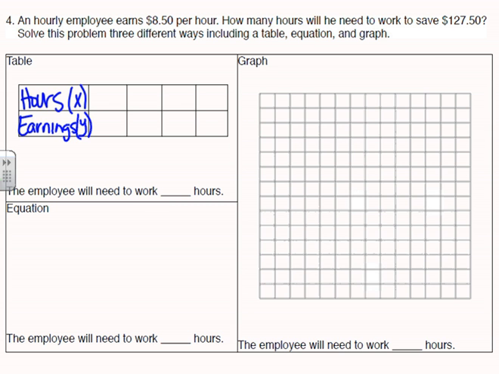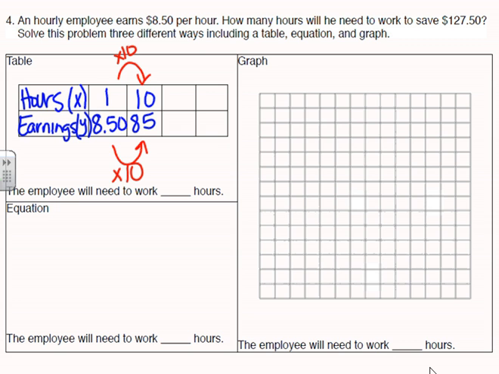All right, 1 hour is going to be $8.50. We need 1 hour is $8.50. I need to get up to $127.50. So if I do 10 hours, then I'm multiplying by 10. So I would get $85. So I just did times 10 times 10.